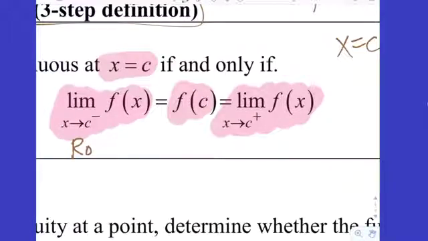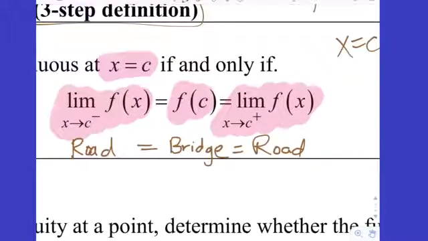The limit from the left is the road coming in from the left. It has to equal f of c, which is the bridge, which equals the limit as x goes to c from the right. That's the road going out. Road, bridge, road. And we have a notation for everything now. Before 2.2, we didn't have a notation to decide where the roads were leading at a point, but now we do. Those are the limits. So the limits are the roads. The function value is the bridge.